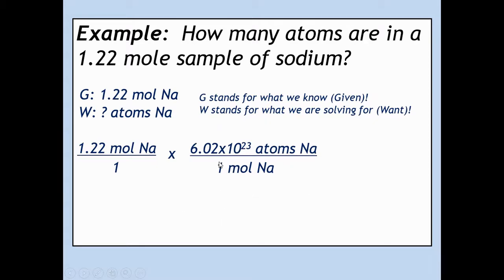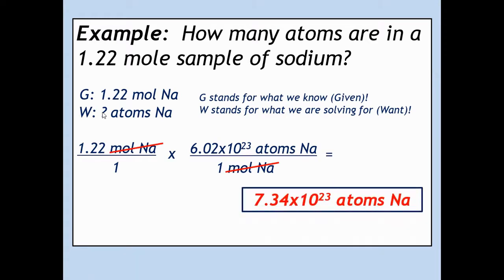So then, double check your units, like we've done every time. Your moles cancel out. What are we left with? Atoms of sodium. What do we want? Atoms of sodium. So we've set this up right. Now it's a matter of entering it into your calculator. You need to know how to enter exponents, and your answer should be in 3 significant figures. When you enter this into your calculator, you get 7.34 times 10 to the 23 atoms.